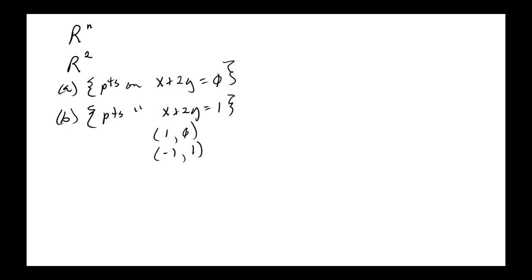Okay? Now, would the sum of those also be in this space? The sum of these would be 0, 1. Not in that space. 0, 1 does not work. Does it? Okay? All right. So I think we can rule out B.